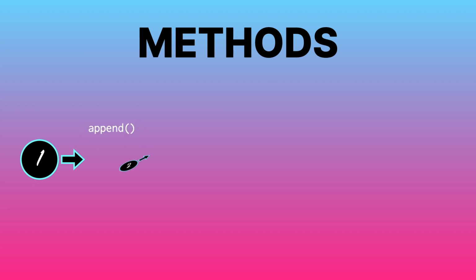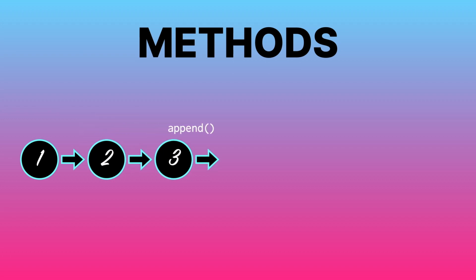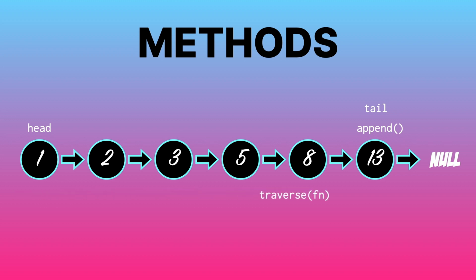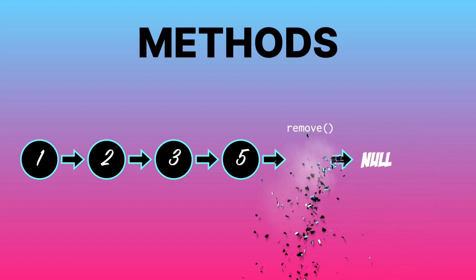The method most associated with a linked list is, of course, append, which appends a node to the end of the list, also known as the tail. There are also methods or properties that tell which node is at the head and optionally the tail. You need a way to traverse the list, so a traverse function is also useful. There's also the remove method, which will remove a node at the tail of your list, if there is one.